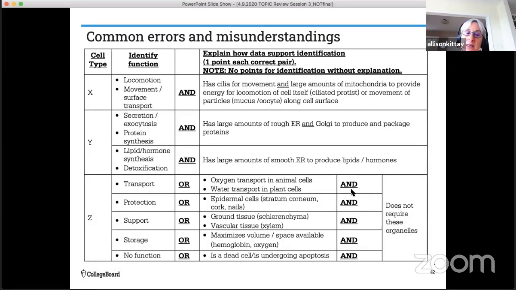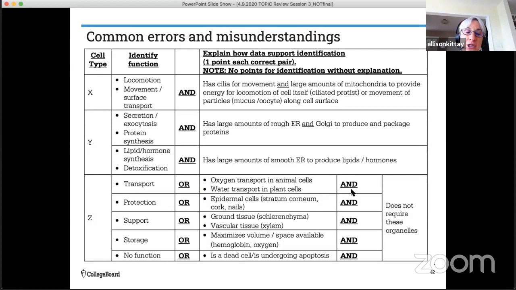And cell Z. Cell Z could have had a number of functions. It could have been for transport. Let me give you an example, because that one is kind of tough. When it says oxygen transport, we know that red blood cells transport oxygen. Red blood cells don't have any other organelles other than that hemoglobin protein, which actually transports the oxygen. It could transport water in plants, and we'll see in a minute that the cells that do that are xylem cells, and they're dead. They have no living tissue, so they have no organelles present.